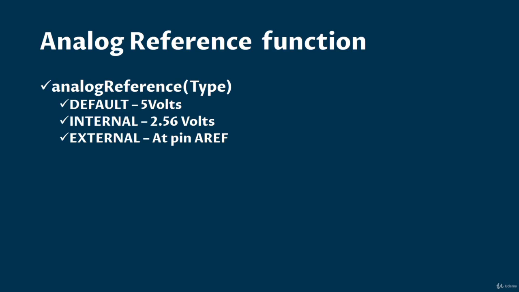DEFAULT is the default setting where analogRead will read up to 5 volt and gives 1023 when it reads a 5 volt. If you set it at INTERNAL, then that is the setting where analogRead will give 1023 when it reads a 2.56 volt. That is internally set.